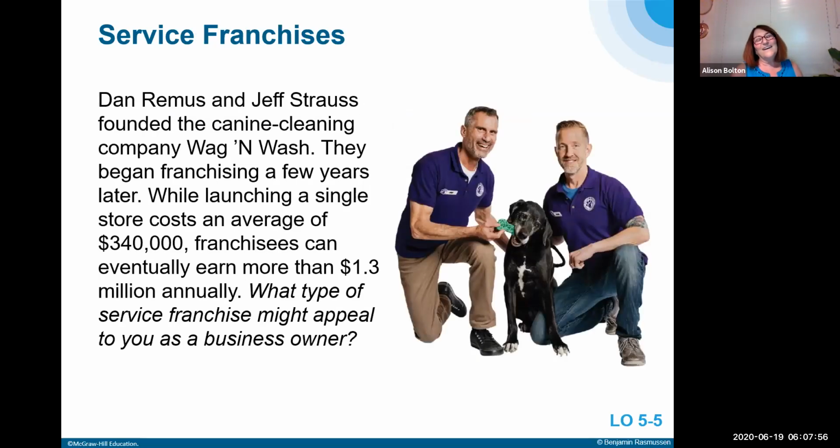So this is a Wagon Wash, and they've been on TV. We have seen them do advertisements, but what type of service franchise might appeal to you as a business owner? And this is a great example. These guys have a truck they set up, and they go around and they wash dogs. They come to your home and they do it for you. This is a wonderful, wonderful industry, especially if you're good with animals. So it's something to consider.